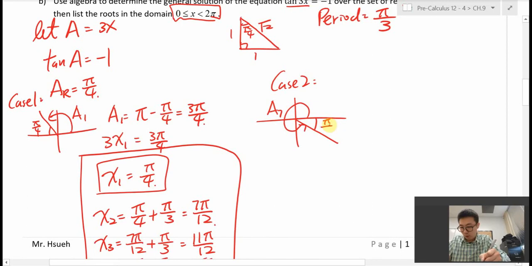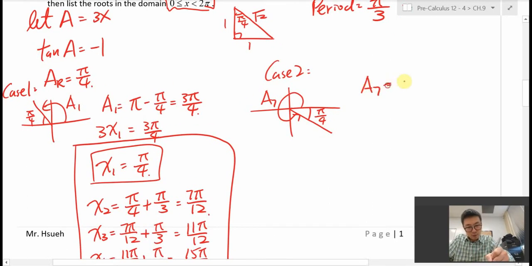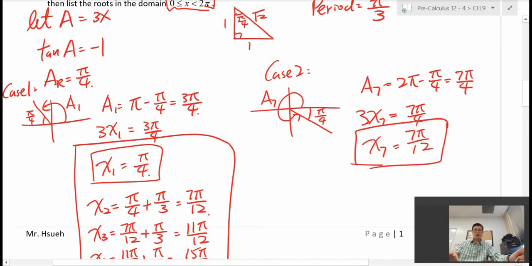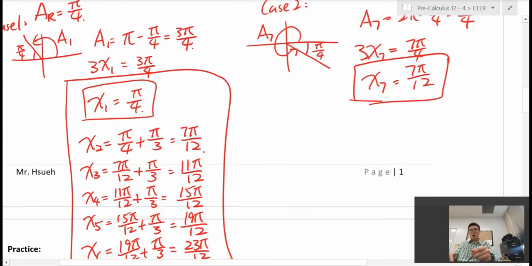And this is pi over, what's the reference angle? Pi over 4. Okay, so now our A7 is simply going to be 2 pi minus pi over 4, which is going to be 7 pi over 4. Okay, 7 pi over 4. Right, that's right. Now because A7 is equal to 7 pi over 4, we can say 3x7 is equal to 7 pi over 4. Now divided by 3, you should get 7 pi over 12. And that's your x7. Now hold on a second. Wait a minute. 7 pi over 12. Don't I already have that answer right there?